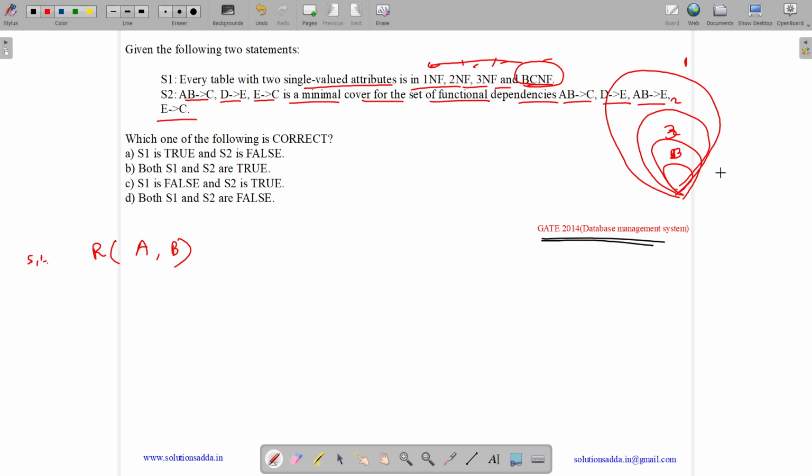What is the condition for BCNF? If we have a functional dependency alpha determines beta, then alpha must be a super key. Okay, super key, or you can say candidate key or primary key. What is the meaning of super key? It means the attribute closure of the attributes in this super key must determine all the attributes. Now let us see what the four cases can be.